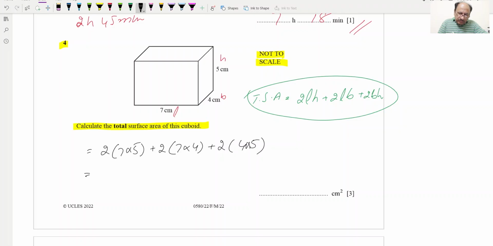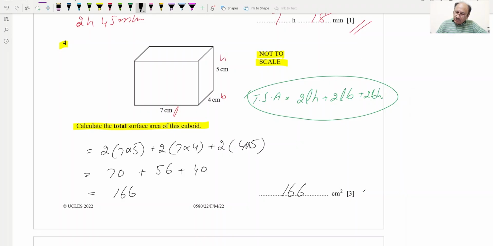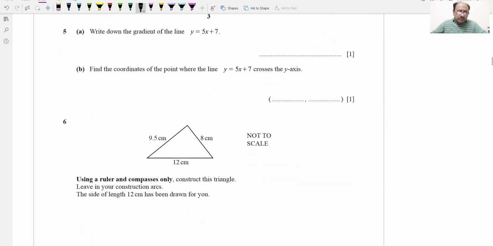So we can simplify. 35 into 2 will be 70, plus 28 into 2 will be 56, plus 20 into 2 will be 40. You can even use a calculator, type this in, and you will get the answer. 70 plus 56 plus 40 is equal to 166 centimeters squared for 3 marks. Hopefully you understood this.